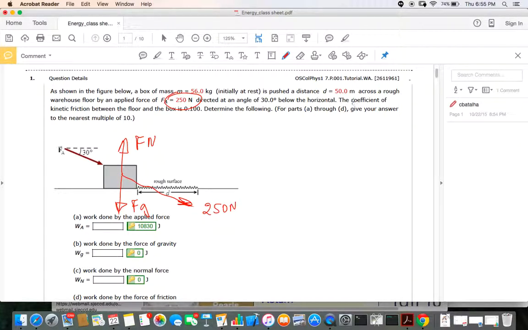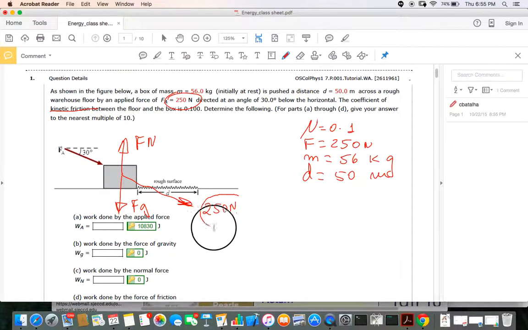So what we need to do: the coefficient of kinetic friction is given, this force is also given, and the mass is also given. And the distance the block moves on a rough surface is 50 meters. So what is the work done by the applied force?